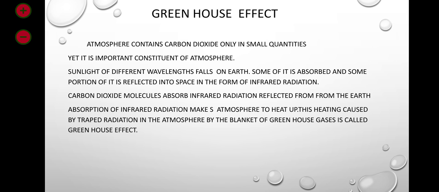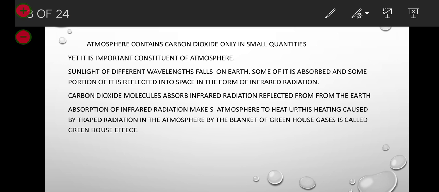Sunlight of different wavelengths falls on the earth. Now you are understanding the process. Some of it is absorbed and some portion is reflected back into space. When it falls on the earth, the earth absorbs some of the heat radiation and the remainder is given back, reflected into space in the form of infrared radiation.